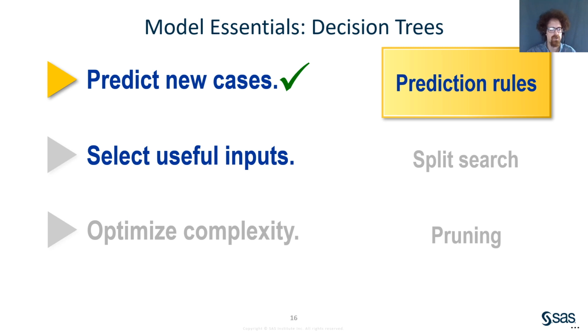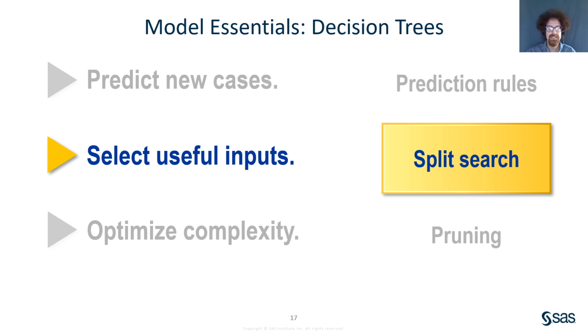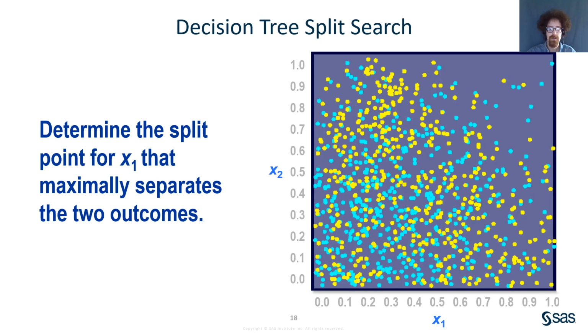So how are these prediction rules created for decision tree models? To select useful inputs and to come up with the best hierarchical set of rules, trees use a split search algorithm. We'll now go into a little bit of detail on this split search algorithm. Here we assume a binary target, but the methods are available for other kinds of predictions, for example, a continuous target where we're just predicting some kind of number as well.